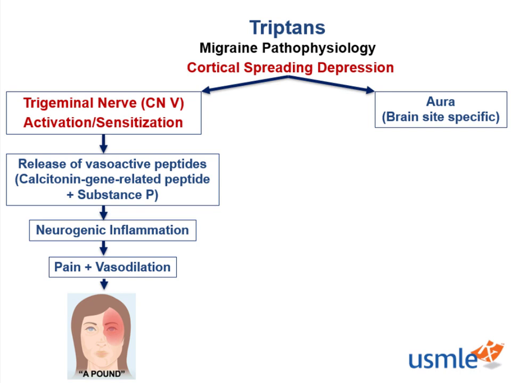Relating these processes to the A-pound mnemonic of migraines, cortical spreading depression causes the aura, A. Also, cortical spreading depression causes trigeminal nerve activation and sensitization, leading to the pound features of the mnemonic.